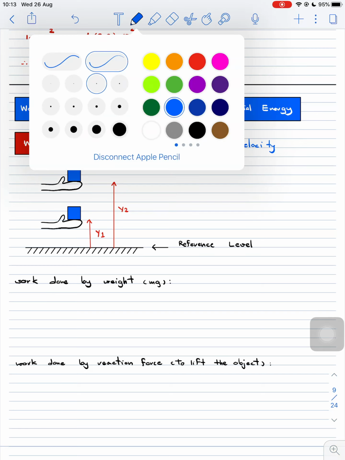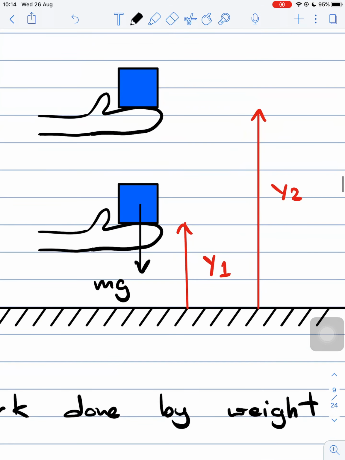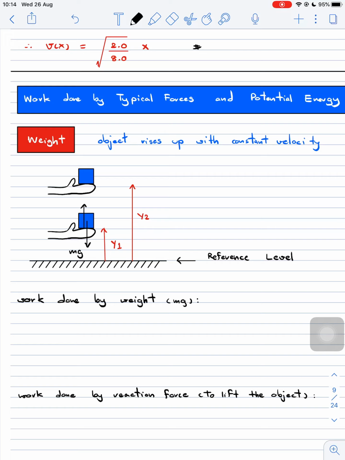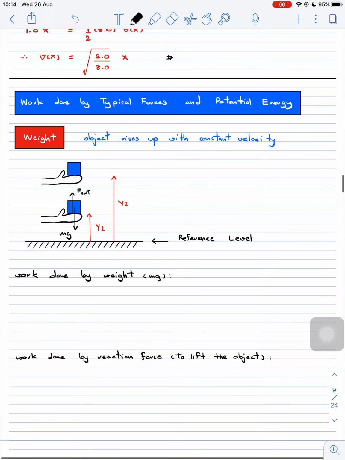So which forces do we have here? We have the weight, equal to mg, and we have the normal force, the one that we use to lift and push the object in the upward direction. This force points in this direction. Let me write it down as Fext, for the external force, but keep in mind that this is the normal force.